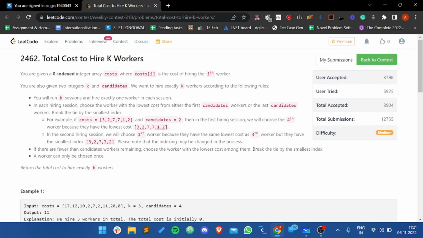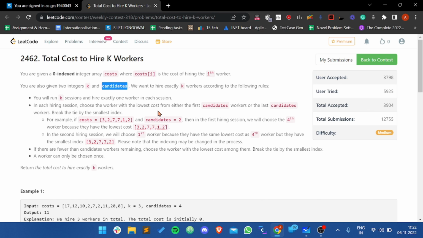So today I will be solving a LeetCode Weekly Contest 318 problem, which is Total Cost to Hire K Workers. Okay, so the problem statement is we are given a cost array which gives the cost for hiring the ith worker, and now we have to hire K workers. So we are given the value of K also, and we are given a value candidates.